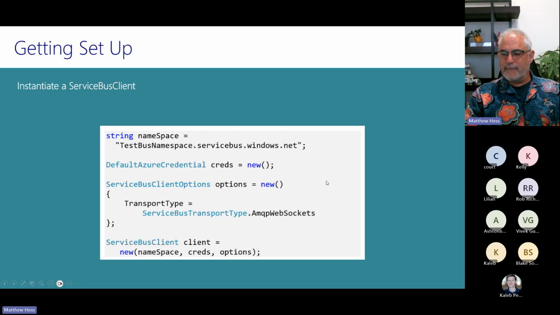Here is an example of what this might look like in a production environment, using default Azure credentials and setting some Service Bus client options. This is high performance AMQP web sockets, and creating the client here: Service Bus client is new, calling the constructor with your namespace, your credentials, and your options. Notice that the namespace has its test bus namespace .servicebus.windows.net. You have to tack that on. This is really great and it's secure.